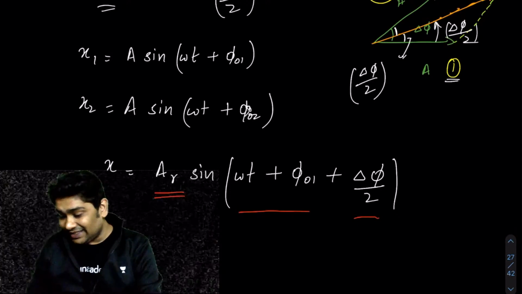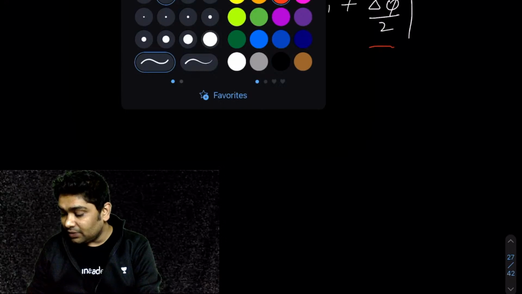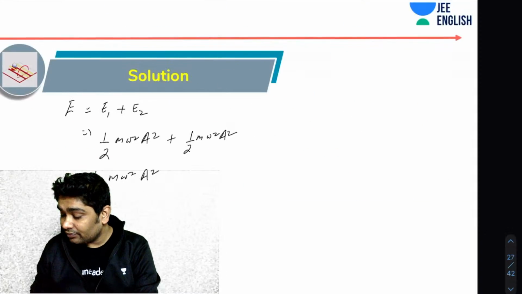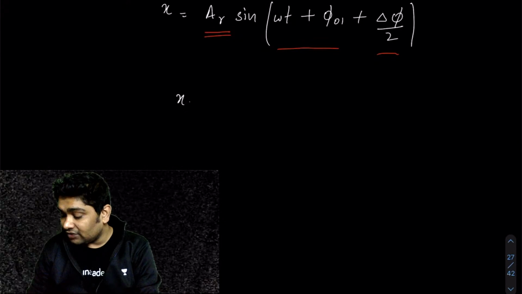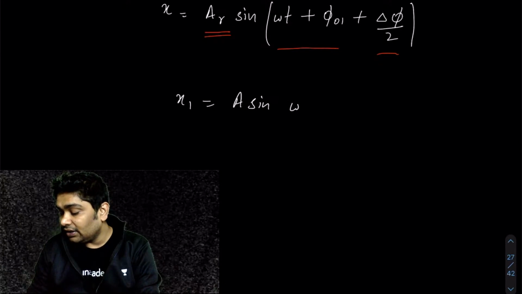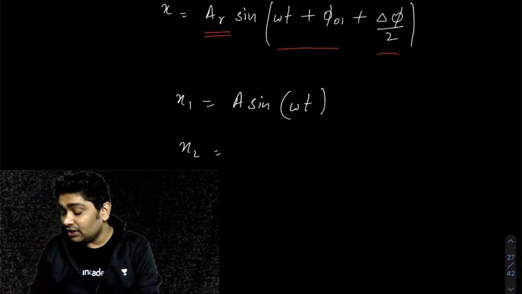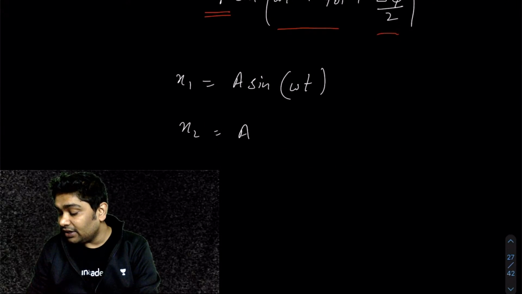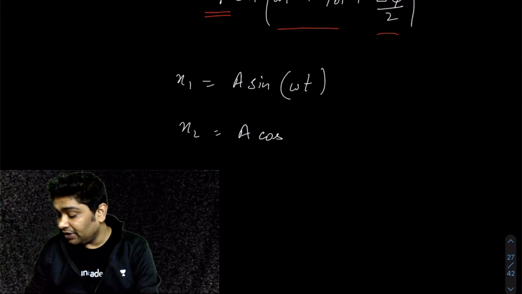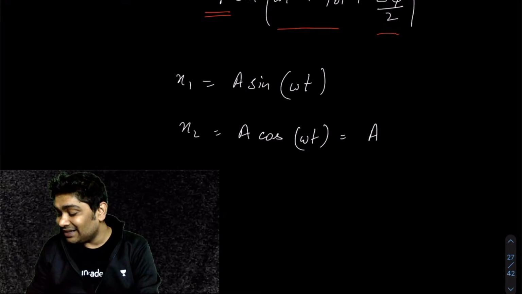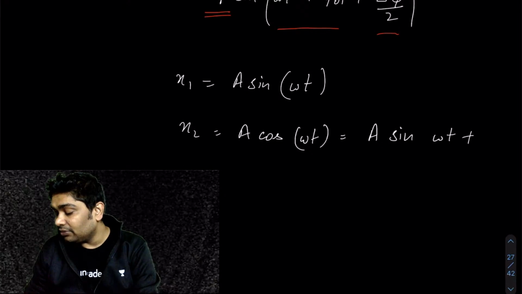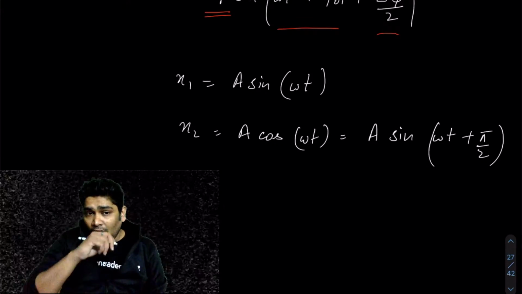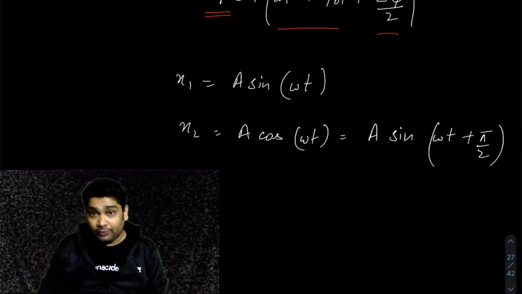So in this particular case, what was I told? In this particular case, let's say I was told that x1 was a sine omega t. Okay. So x1 equals a sine omega t. And x2 was a cos omega t, which I can rewrite as a sine of omega t plus pi by 2. Correct? So what I realized is what is the phase difference between the two? It's pi by 2. Correct?